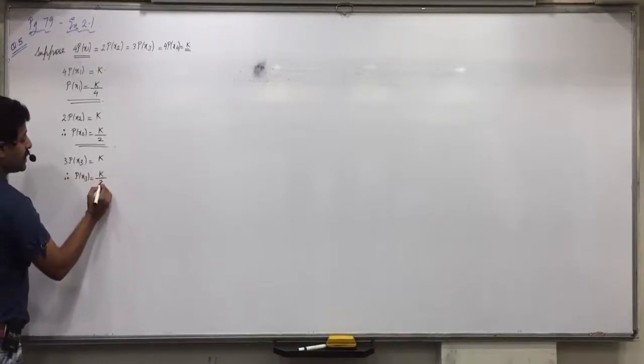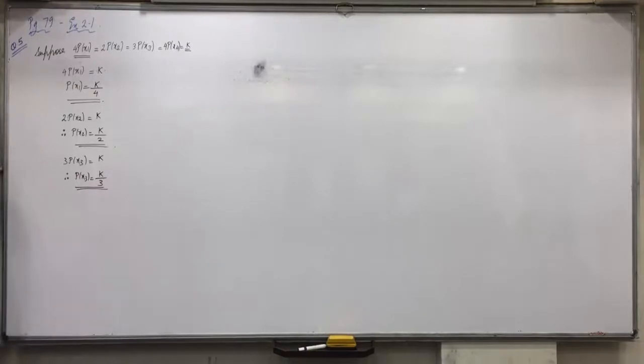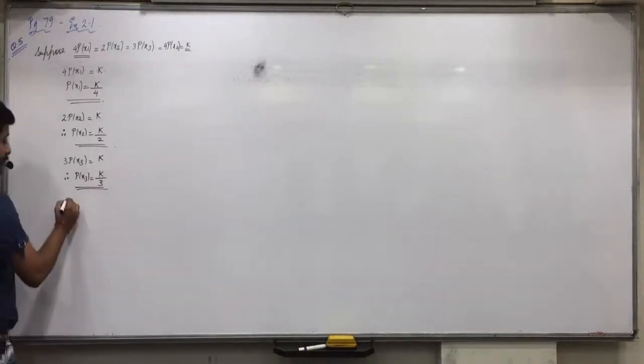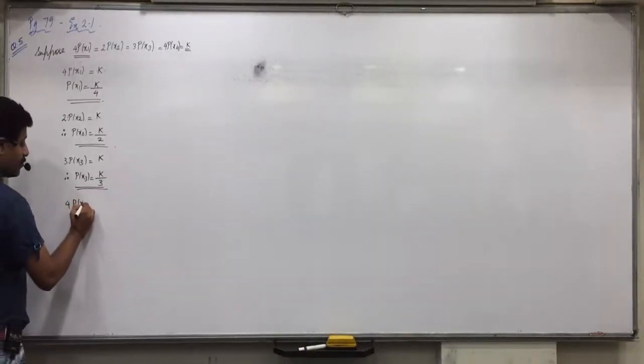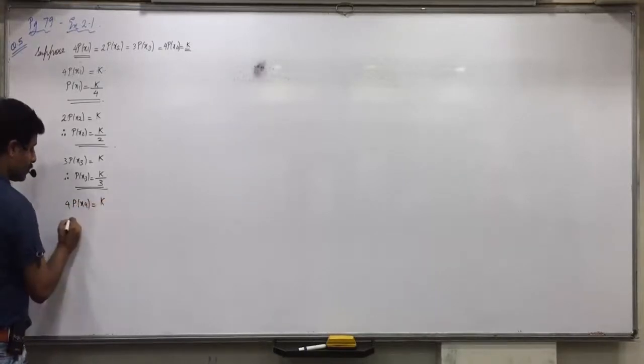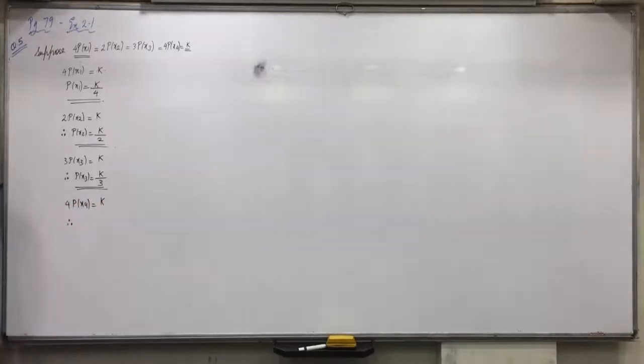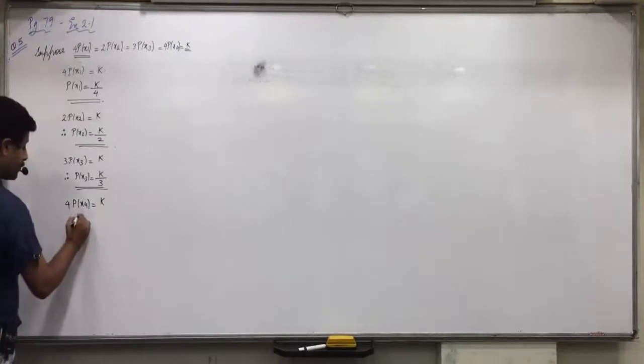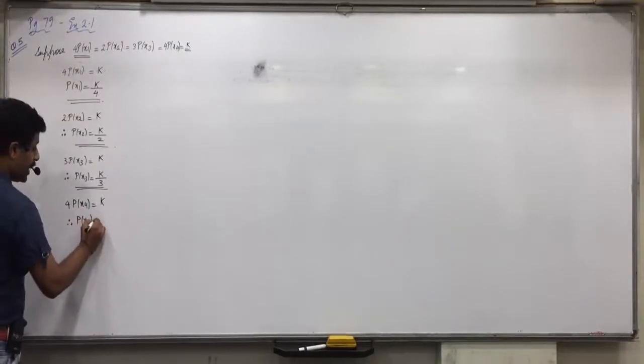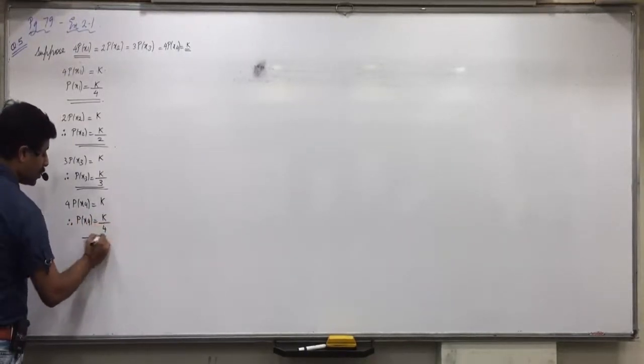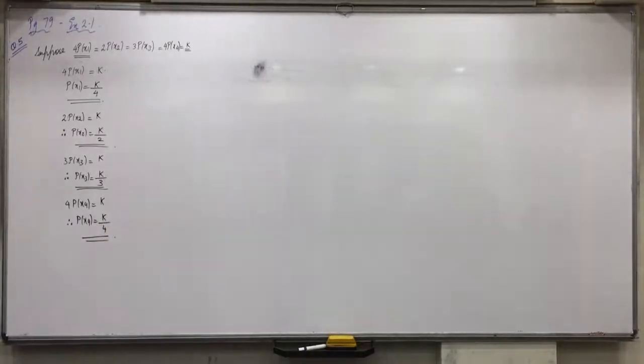3p(x3) equal to k, so p(x3) is k by 3. And for 4p(x4) equal to k, p(x4) is equal to k by 4. Keep silence. Did everyone understand up till here? Now we will apply the formula sigma p(x) equals 1 and we can find the value of k. And once we get k, can we find p(x1), p(x2), p(x3) and p(x4) or not?